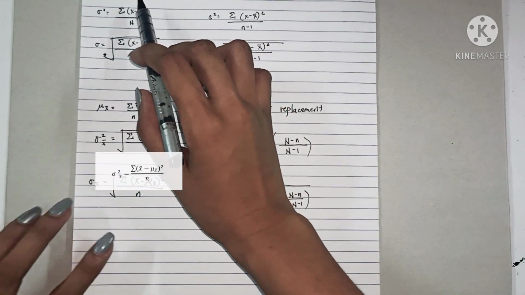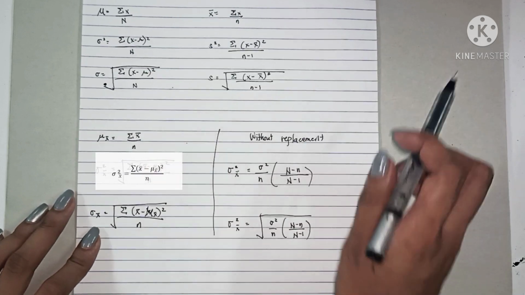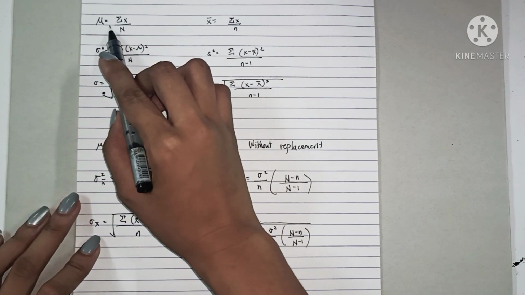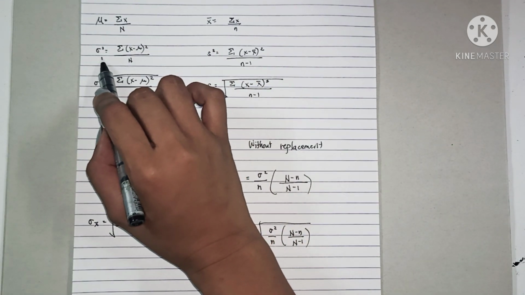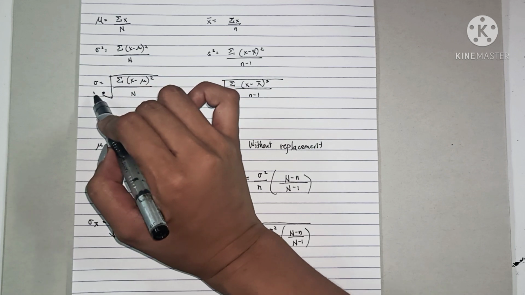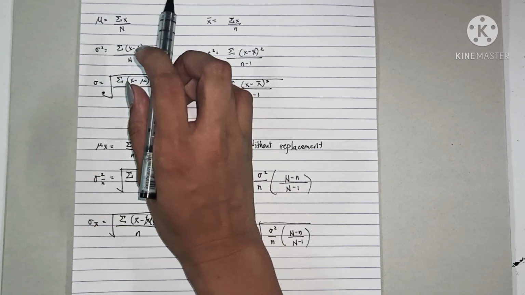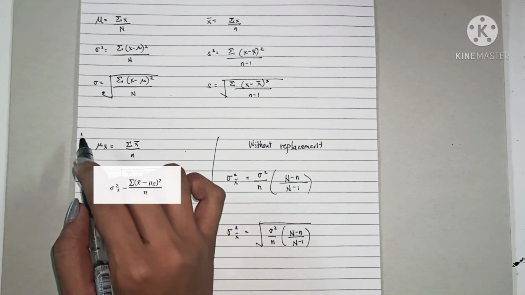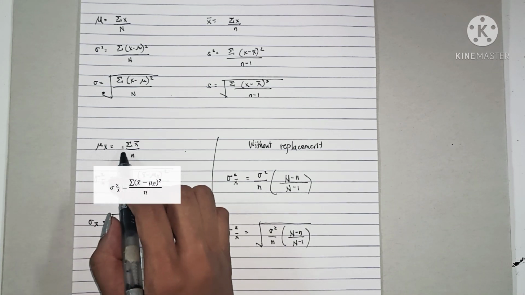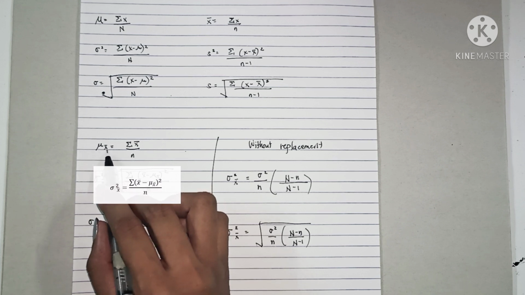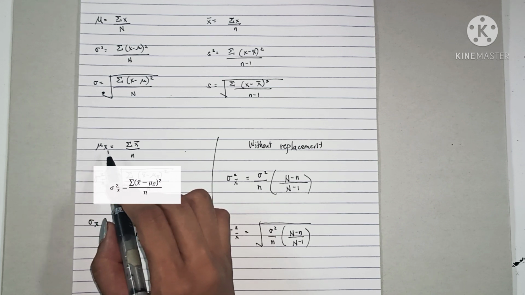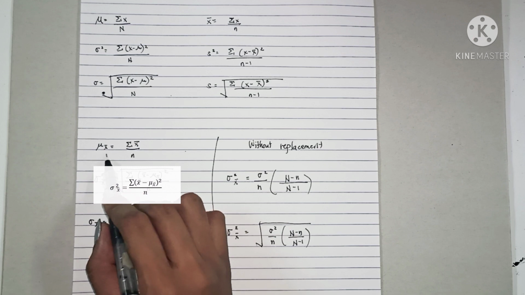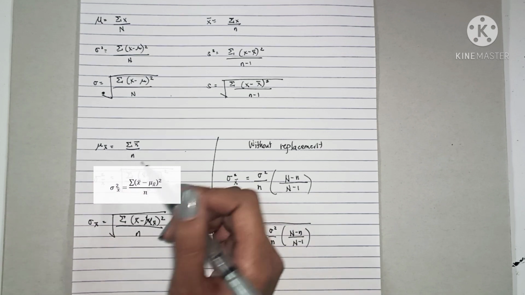Ayan. So this is for the population mean, this is for the population variance, and this is for the population standard deviation. Okay, so next, meron tayong mu sub x bar. So mu sub x bar, this is the mean of a sampling distribution of sample means. Okay? So mu sub x bar is equal to the summation of x bar over n.